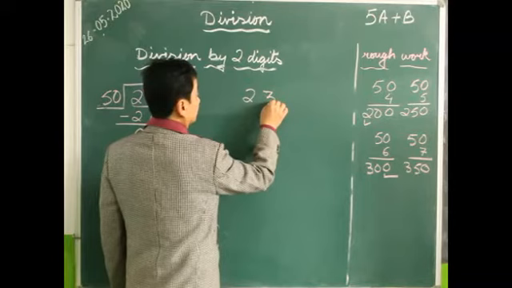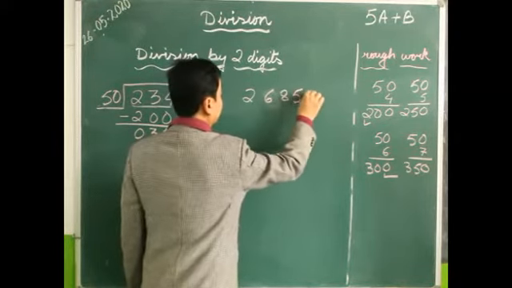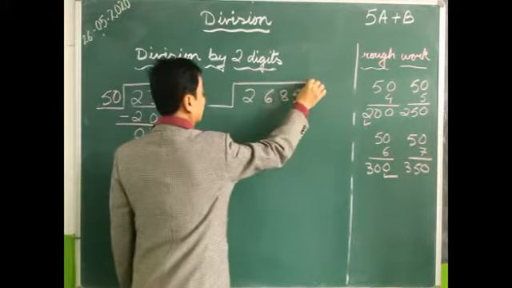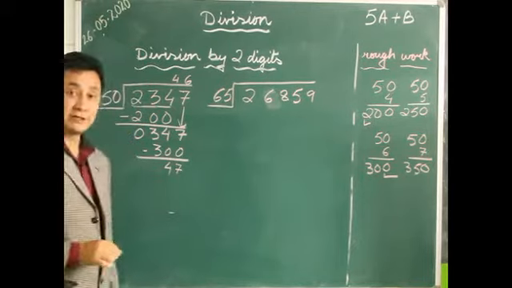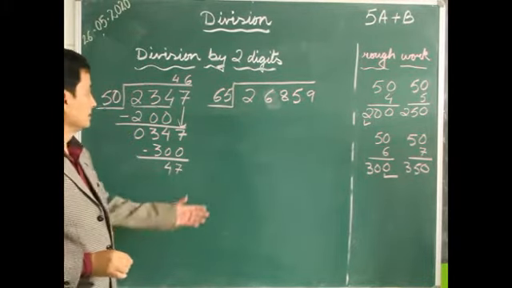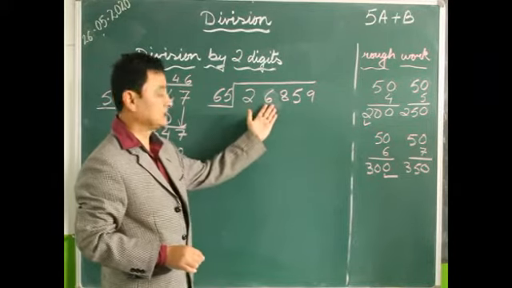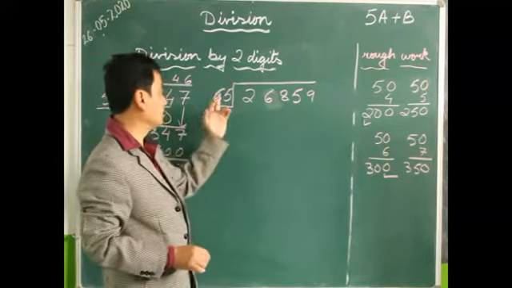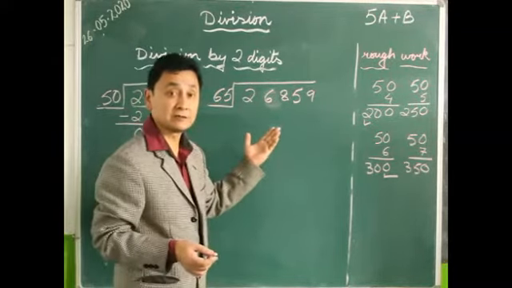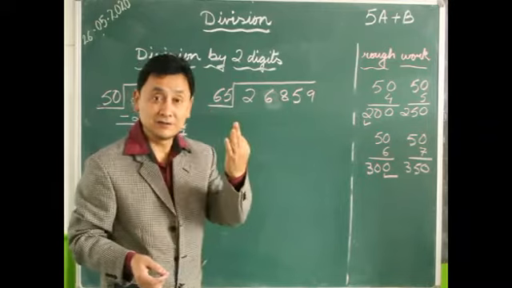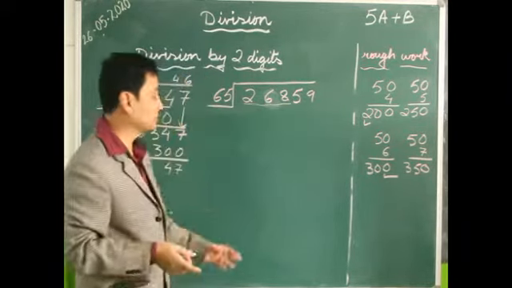2, 6, 8, 5, 9. Let's use a big number divided by 65. Okay? Let's start. 65 over 2? It's too less. Now let's take 2 numbers. 26 is smaller than 65. So we cannot use that number. Now we have to use how many digits? 3. Good. So all 3 digits. Now let's use that trick.